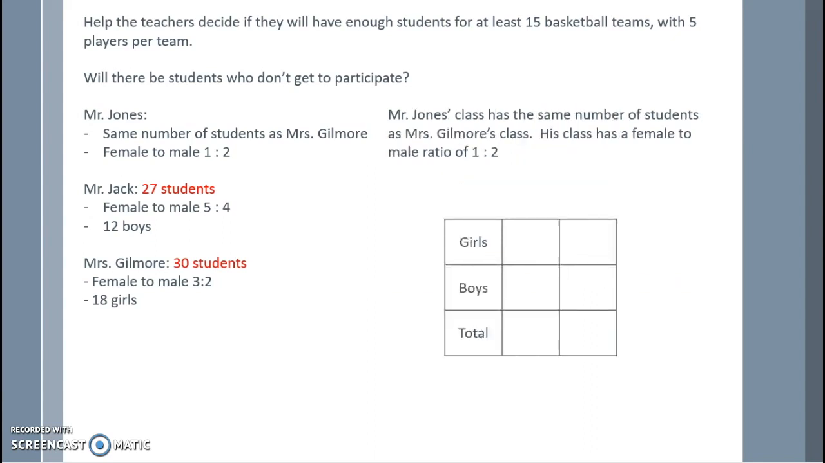Mr. Jones's class has the same number of students as Mrs. Gilmore's class. His class has a female to male ratio of 1 to 2.